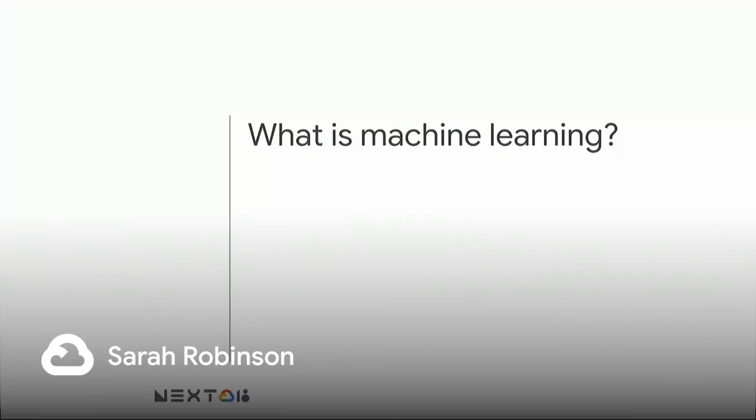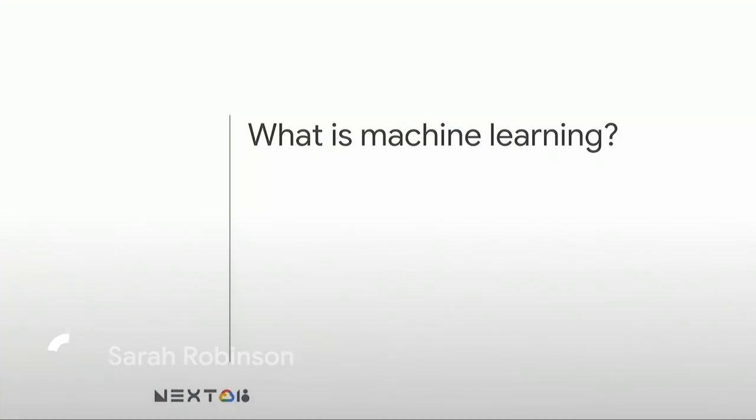So let's get started by talking about what is machine learning. At a high level, machine learning involves teaching computers to recognize patterns in the same way that our brains do. As humans, it's really easy for us to distinguish between a cat and a dog. But it's much more difficult to teach a computer to be able to do the same thing.